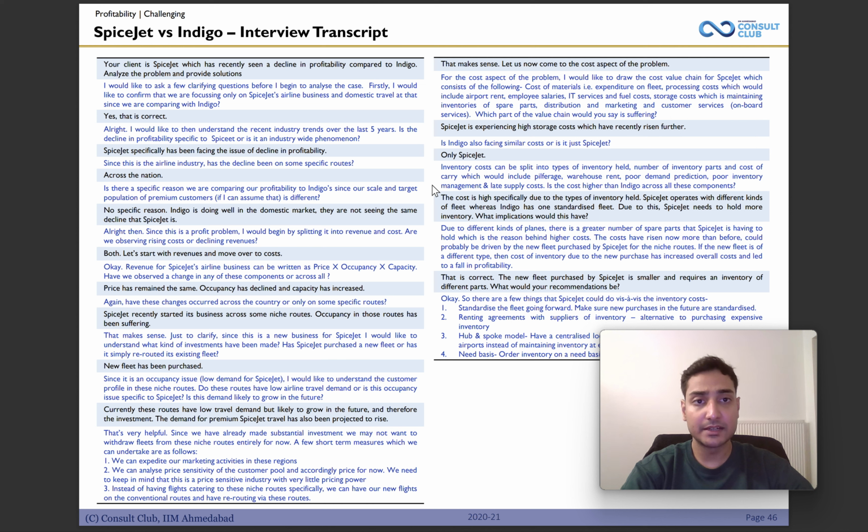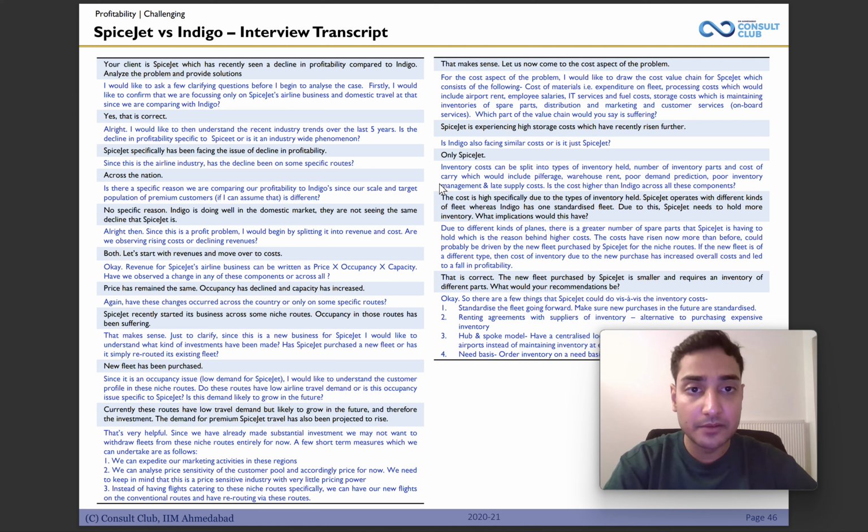Inventory cost can be split into types of inventory held, number of inventory parts, and cost of carry, which would include pilferage, warehouse rent, poor demand prediction, poor inventory management, and late supply costs. Is the cost higher than Indigo across all these components? The cost is higher specifically due to types of inventory held. SpiceJet operates with different kinds of fleet, whereas Indigo has one standardized fleet. Due to this, SpiceJet needs to hold more inventory.